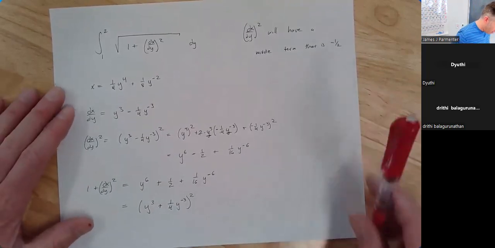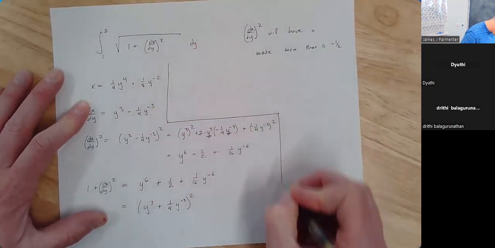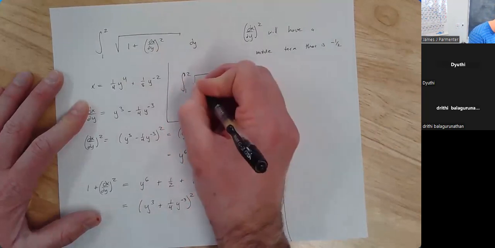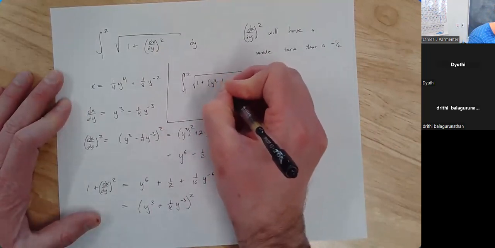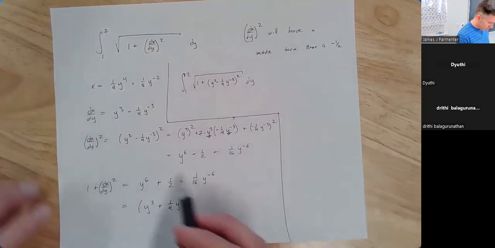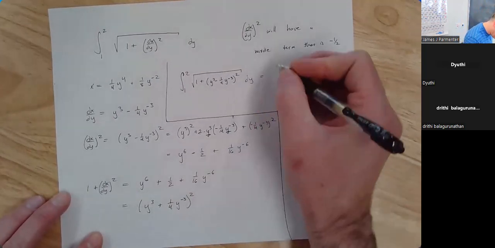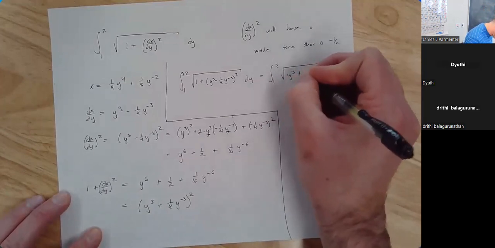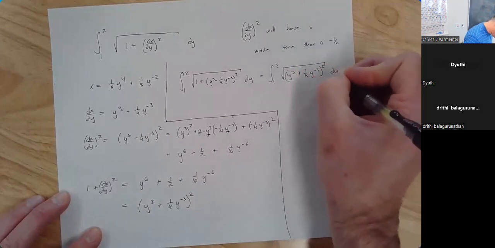So here's the whole story. If I'm going to calculate this integral here, do I have enough room? Yeah, I have enough room. This is going to equal the integral from 1 to 2 of the square root of 1 plus this derivative, y cubed minus 1/4 y to the negative 3rd squared, dy. But we know that when we add 1 to it, we get that, which is that. So we're going to get the integral from 1 to 2 of the square root of y cubed plus 1/4 y to the negative 3rd quantity squared.